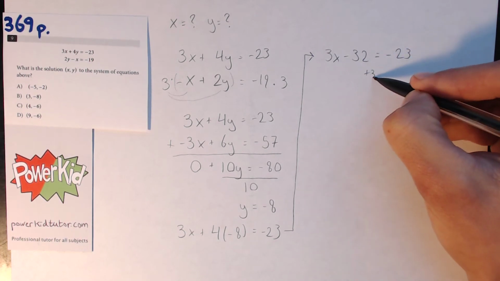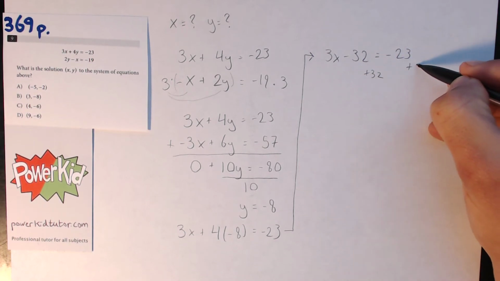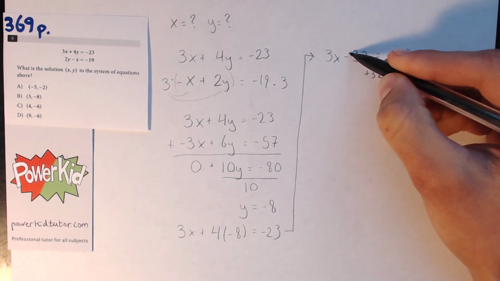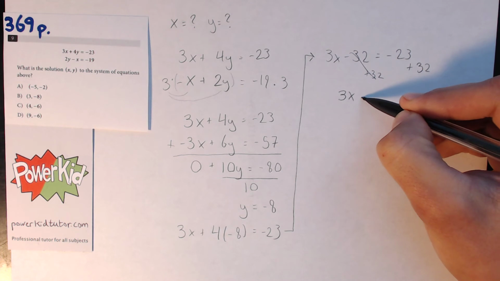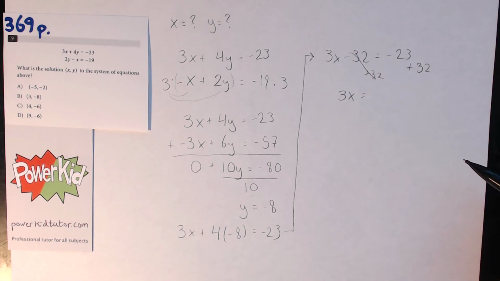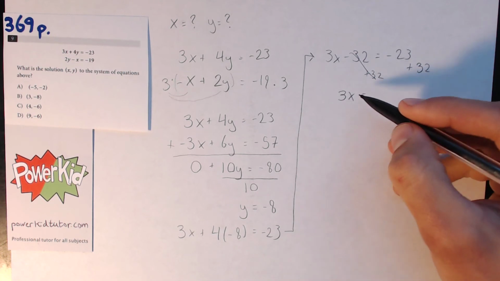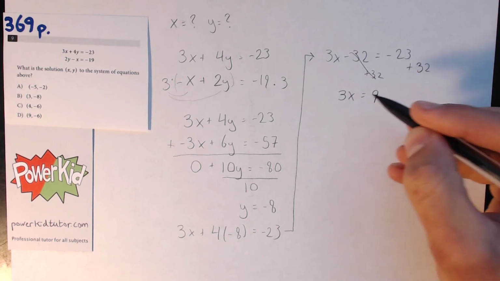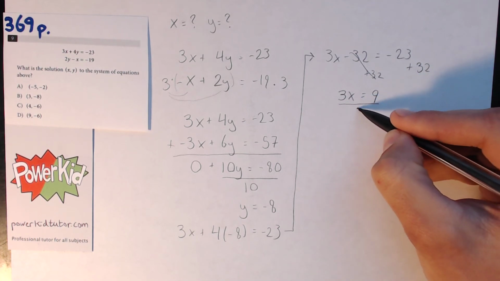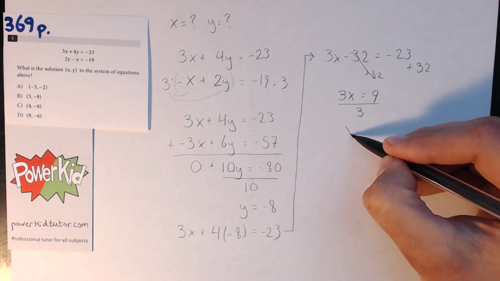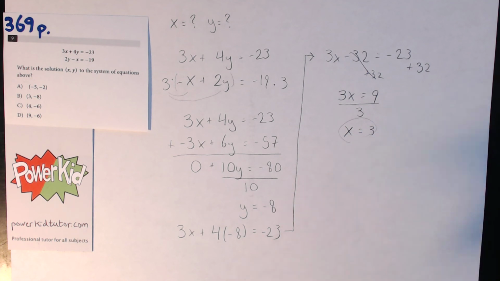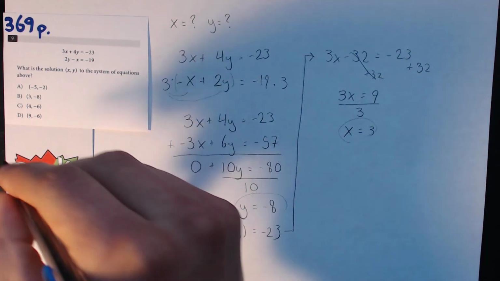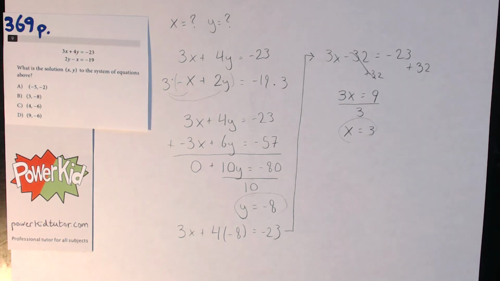I'm going to add 32 to both sides because I want to get that 3x on its own. And I will get 3x equals 32 minus 23. Let's see, 32 minus 20 is 12. 12 minus 3 is 9. 3x equals 9. I'm going to divide both sides of this equation by 3. And that will get me regular x equals regular 3. Boom. Which works out according to letter B. 3, negative 8.